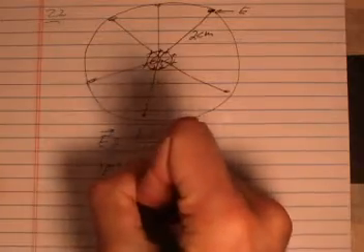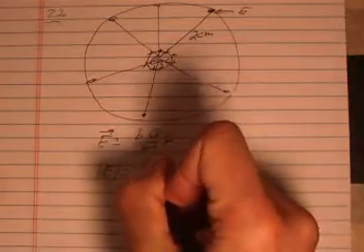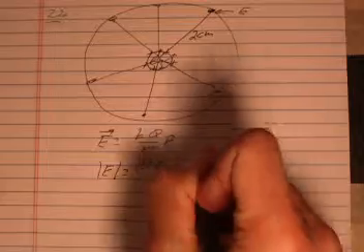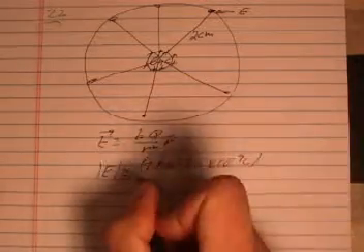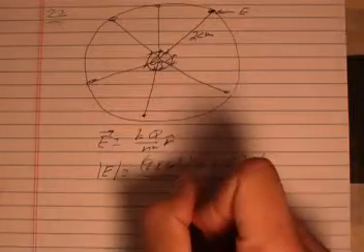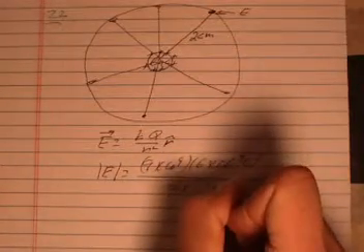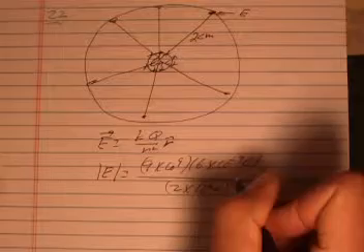So the magnitude of the electric field at 2 centimeters from the point charge is going to be 9 times 10 to the 9th. That's my value for k. The q here is 6 times 10 to the minus 9th coulombs. And the whole thing is 2 centimeters from the charge, which is going to be 2 times 10 to the minus 2 meters squared away from the charge.